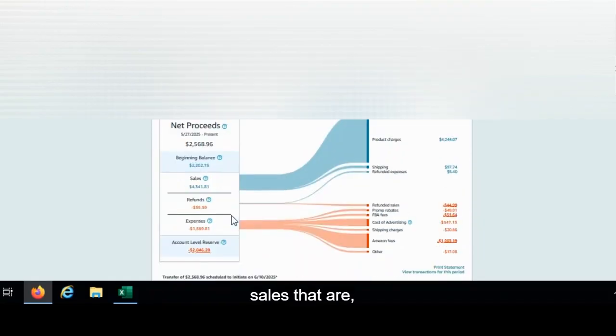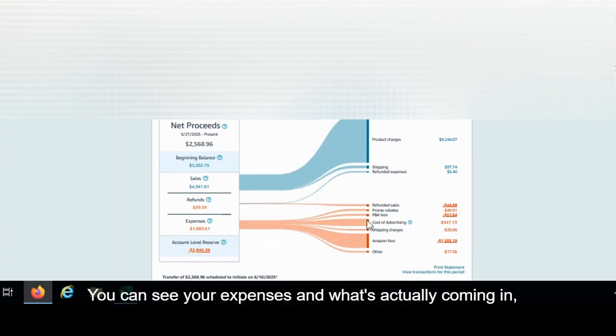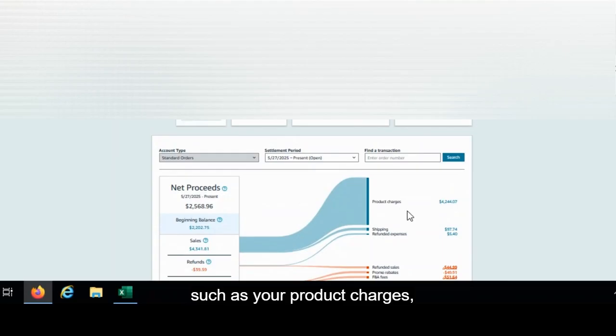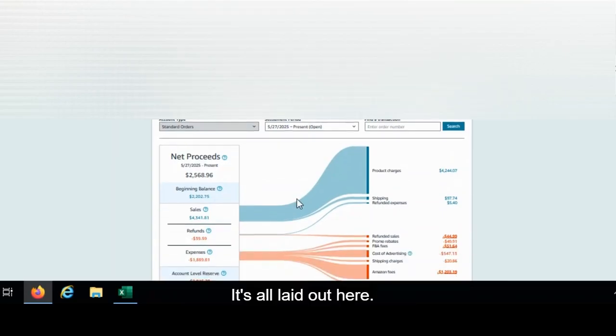if you have any sales that are being held in the account level reserve. You can actually see it all here. You can see your expenses and what's actually coming in, such as your product charges, shipping, refunded expenses. It's all laid out here.